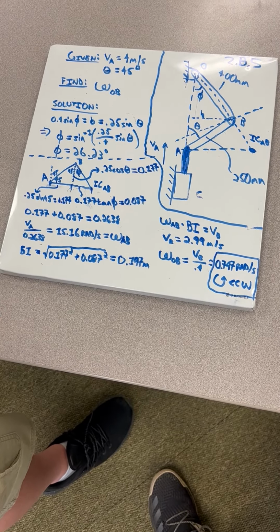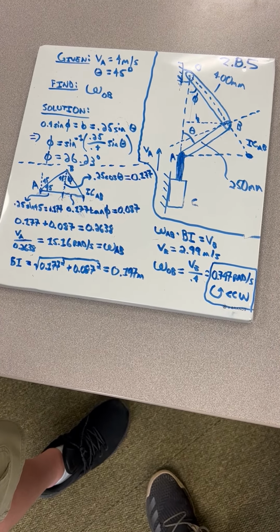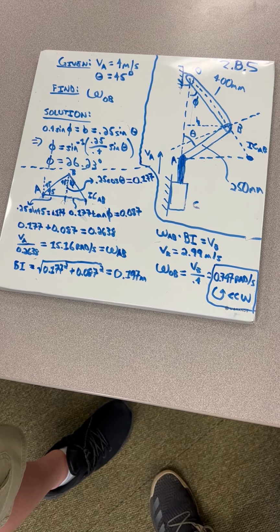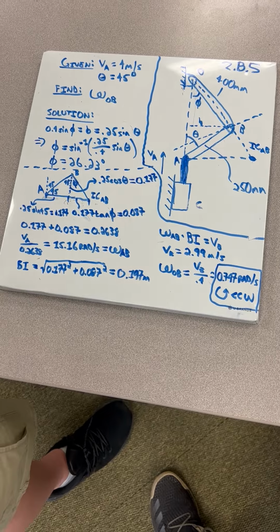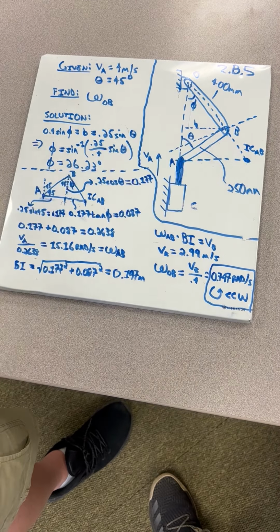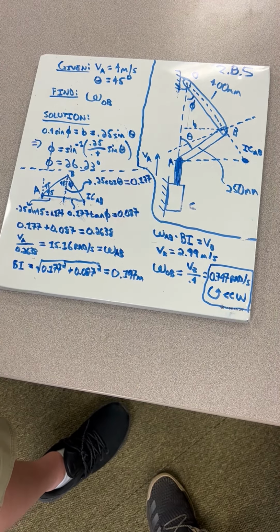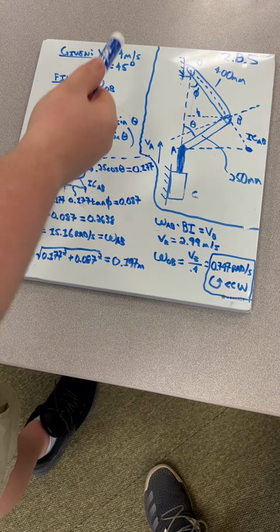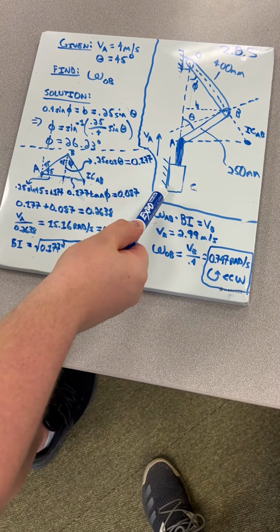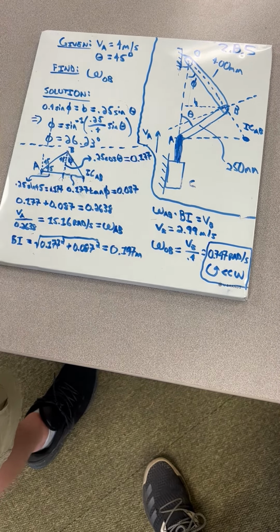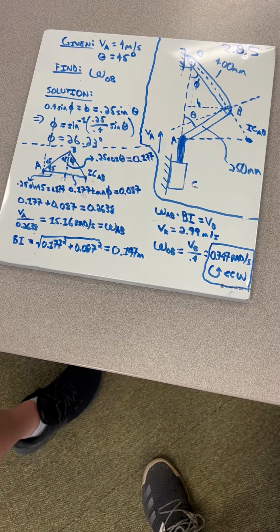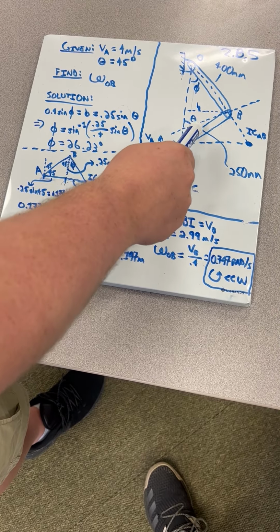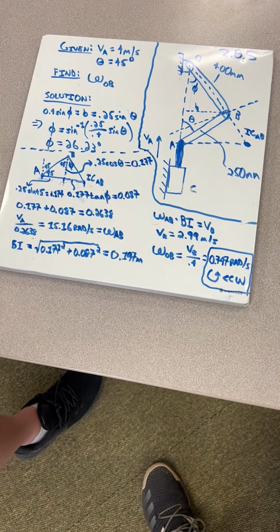Today we're going to be working on example problem 2b5. For this problem we are asked to solve for the angular velocity of the rigid body OB through the use of instant centers. Given for this problem, we're told that the velocity of block A is moving upwards with a velocity of 4 meters per second, and at this state we have an angle theta which is equal to 45 degrees.